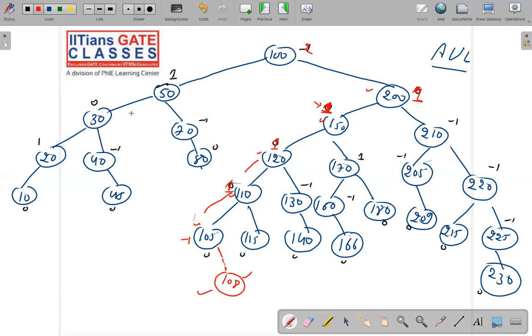So what is the left subtree height? It is 4, and the right is 6 here. That is why it's -2. Now it's imbalanced at 100, right? So how do we make it balanced?